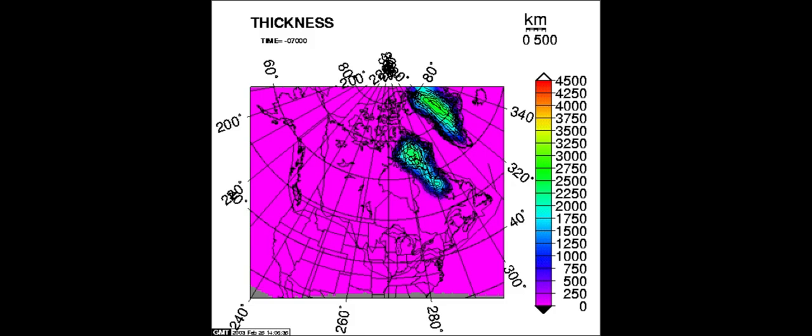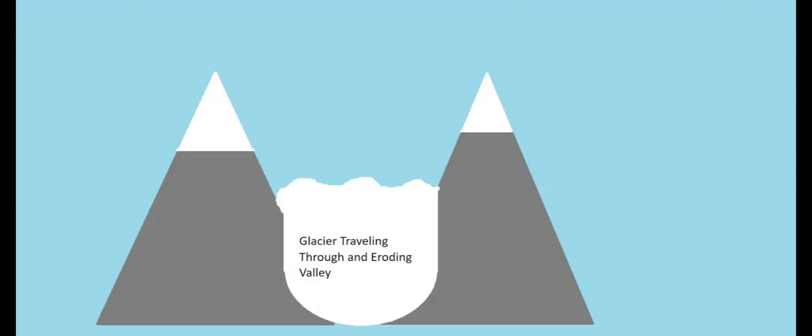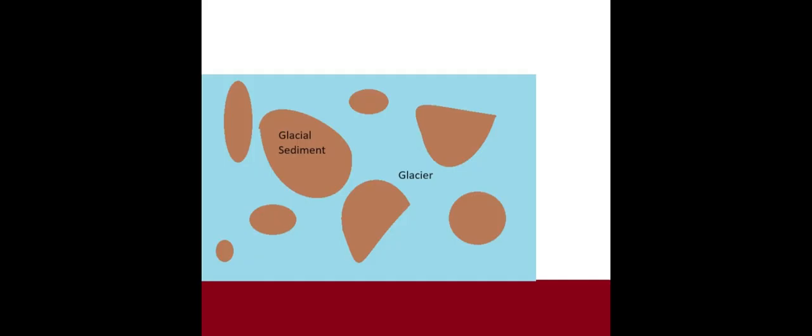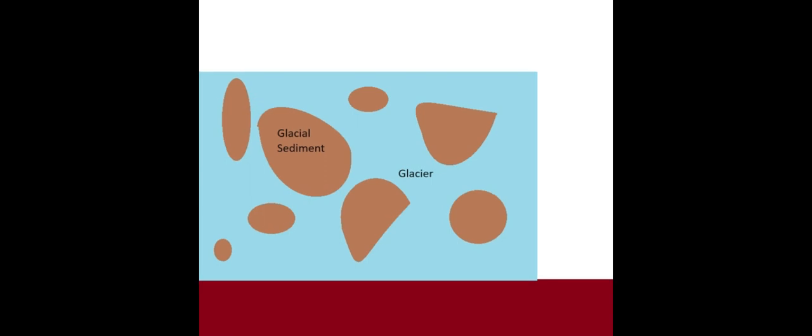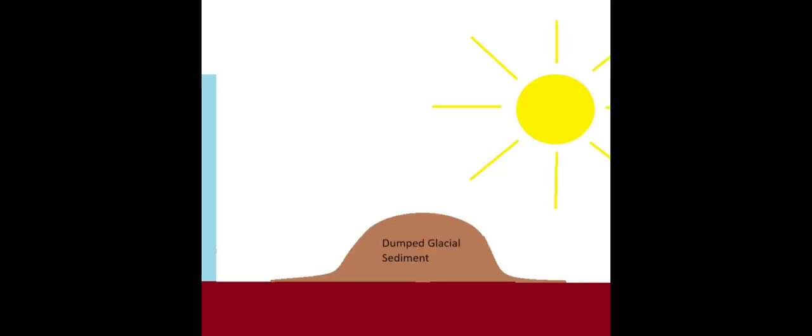As the Laurentide ice sheet advanced over North America, it picked up huge amounts of rocks and sediment by bulldozing hills and other terrain as it progressed. About 14,000 years ago, at the end of the Pleistocene epoch, the ice sheet began to retreat. As it retreated, this sediment was simply dumped onto the ground.